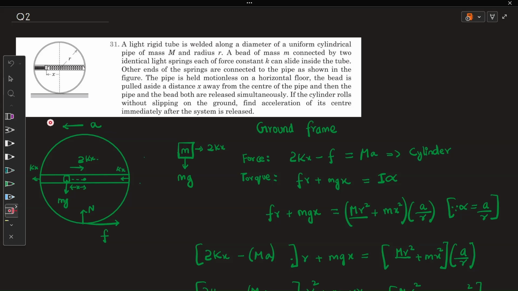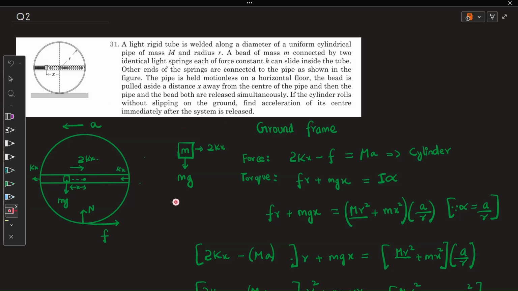So let's assume this tube is moving with a linear acceleration a, which is pure rolling, because they have mentioned without slipping. And this guy is moving in this direction with some acceleration a1, let's suppose. But what are they asking? Find the acceleration of its center. So they are asking for this center. If they ask the center of mass, we have to find out this a1 too. But they are just asking its center, so we have to find the a.